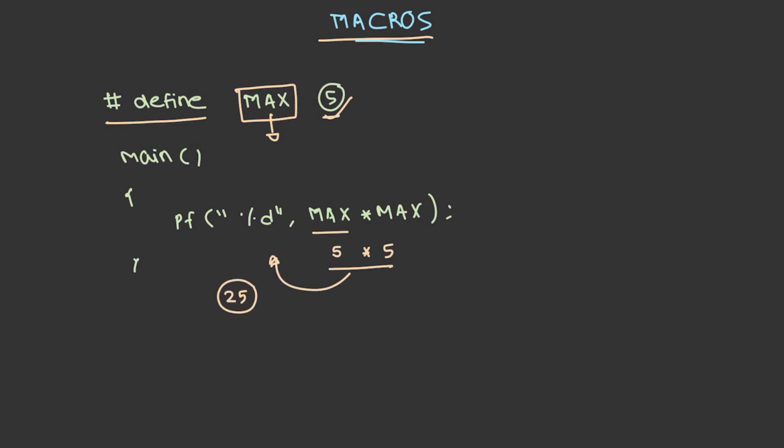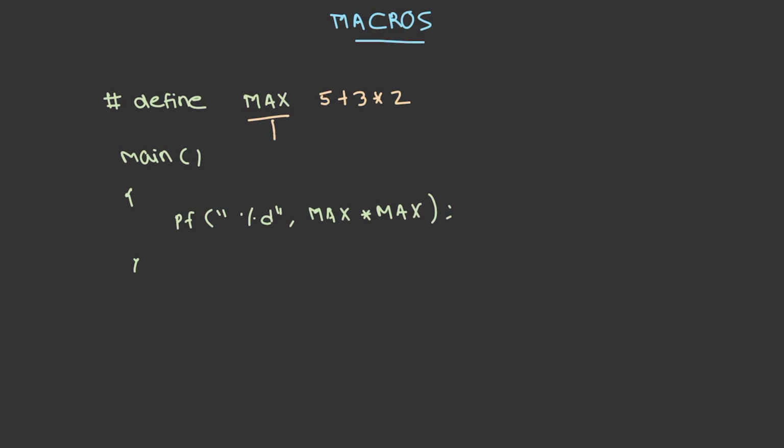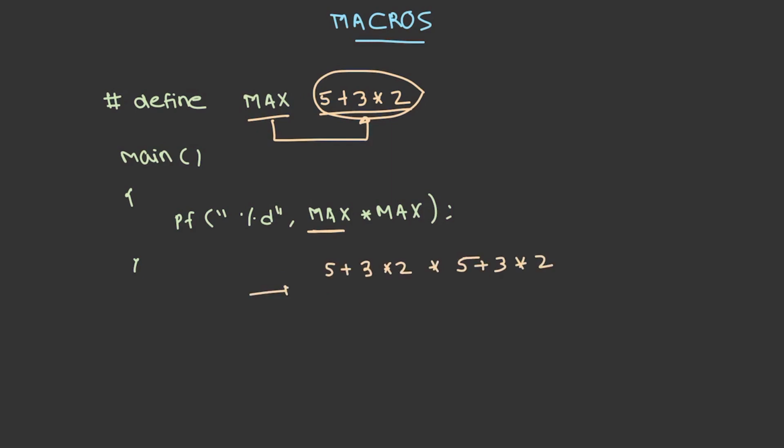Let's take another case. Now the value of max has to be substituted with this expression. Don't try to compute the value and then substitute. What you have to do is take the entire expression and substitute it in the equation according to the order of precedence and associativity. First 3 times 2, 6, followed by 6 into 5, 30, and then 3 times 2, 6. Here we have a 5 left out, which will be 41.